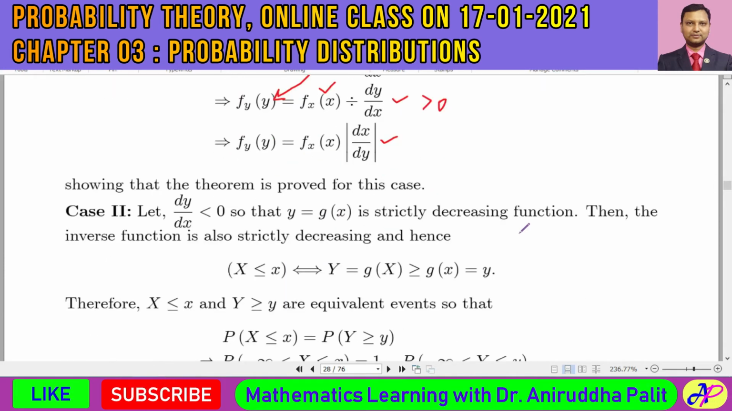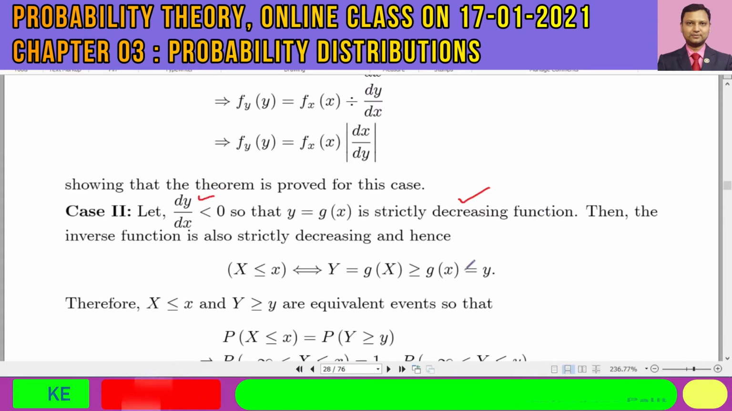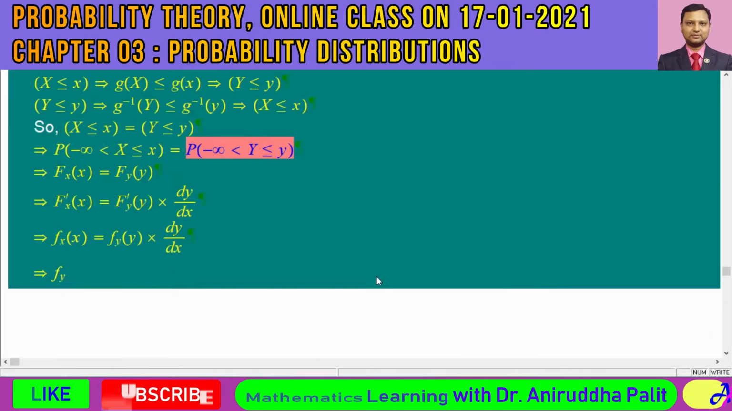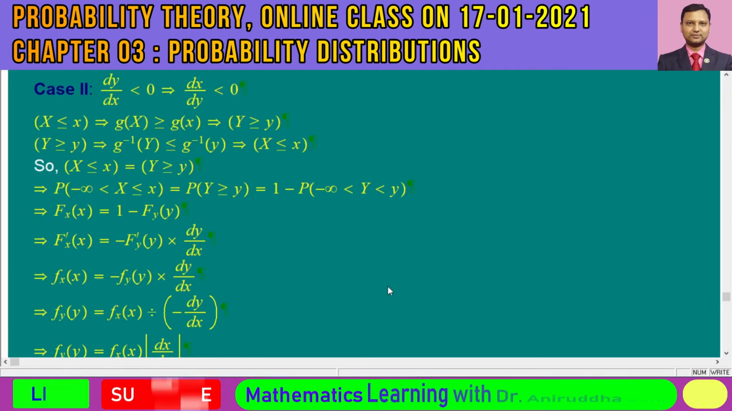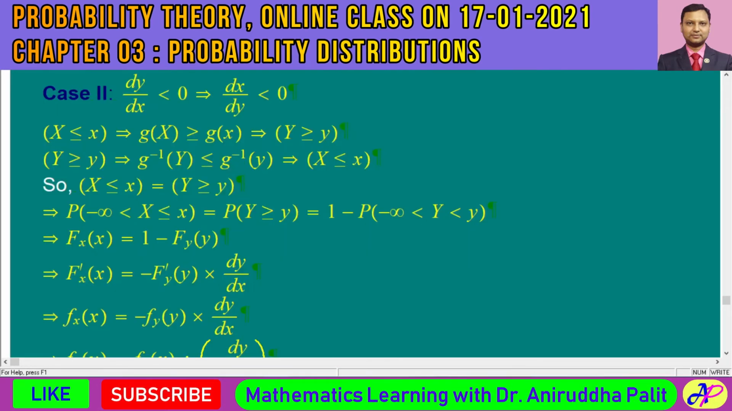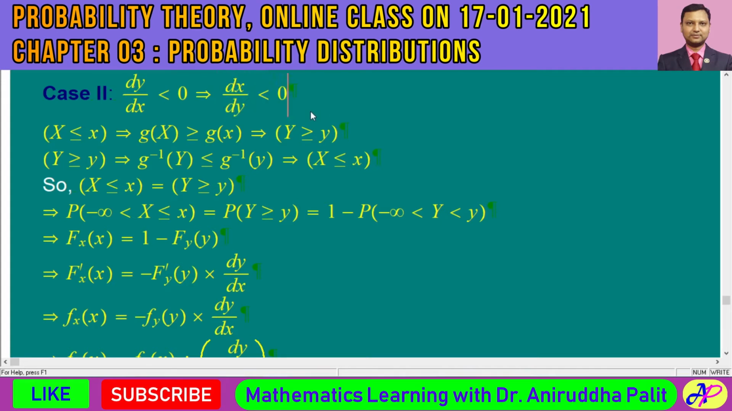And now we are going to prove the same result for the second case. The second case means we should assume that the function g is a strictly monotone decreasing function. That means dy/dx should be a strictly negative quantity. Okay, so we consider this second case over here. You see, in this second case, we have dy/dx less than 0, which means dx/dy is also less than 0.